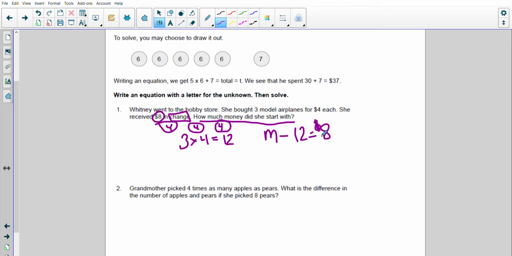Well, this is where I rely on my math facts and my fact family knowledge. I know the opposite of subtraction, the inverse, is addition. So I could rewrite this problem. I could go 12 plus 8 equals that M amount of money. Now that this is over here, I can work with these two numbers. So 12 plus 8. Well, I have 8 plus 2 more is 10. Regroup the 1. 1 plus 1 is 2. So how much money did I start with? I started with $20.